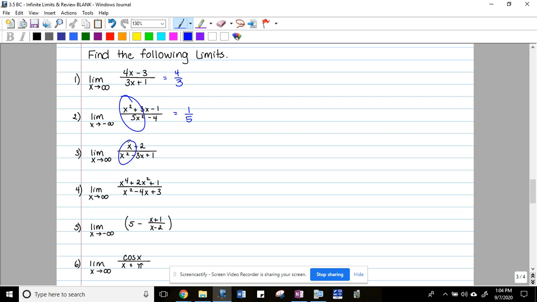This one is bottom heavy, so the limit as x approaches infinity is 0. This one is top heavy, and since these are both positive terms, we're plugging in positive infinity, heading toward infinity.